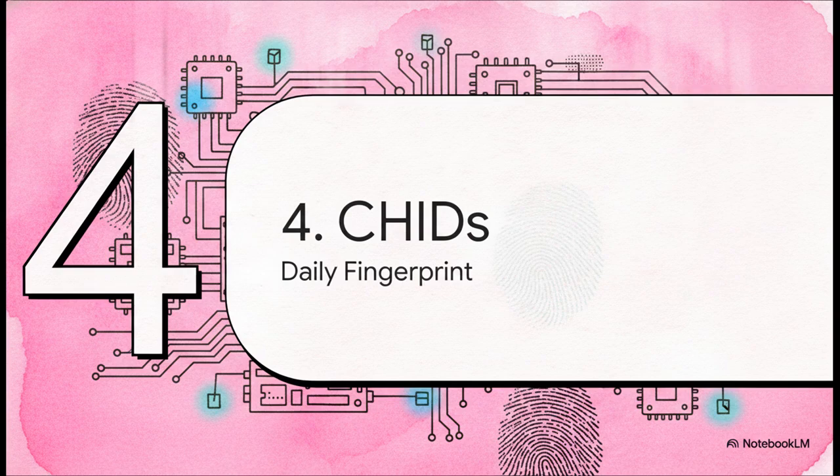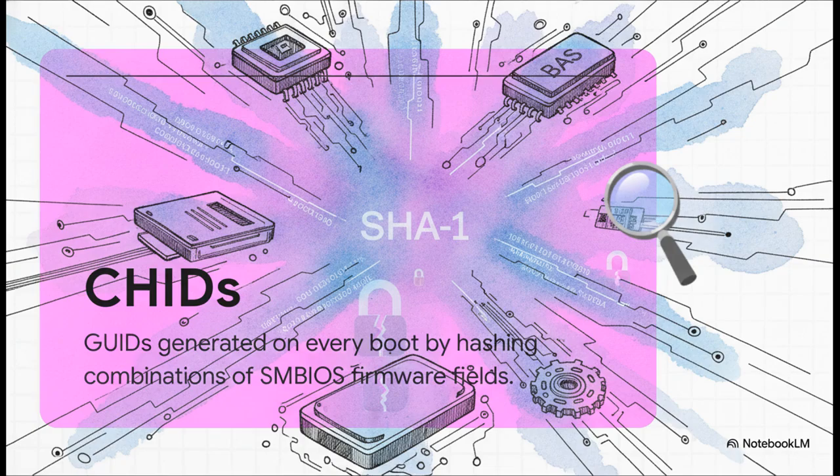CHIDs, your daily hardware fingerprint. So CHIDs, or Computer Hardware IDs, these are a set of identifiers generated fresh on every single boot. Windows actually computes a SHA-1 hash over specific combinations of your firmware fields to create them. What makes CHIDs so incredibly powerful, and honestly so hard to spoof, is that they are never ever stored persistently on your hard drive. There's no sneaky registry key you can just go in and delete to make them go away. Windows synthesizes this fingerprint fresh every single time your PC boots up, pulling straight from that immutable hardware layer underneath.